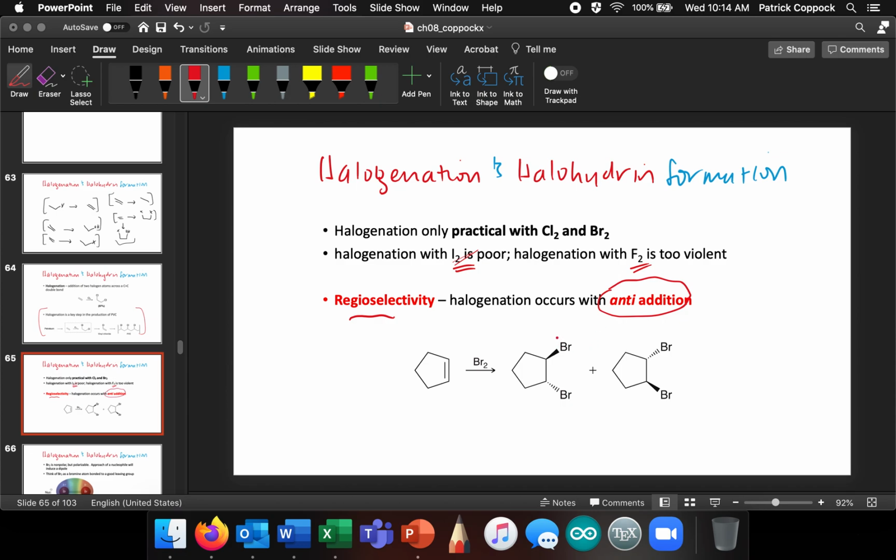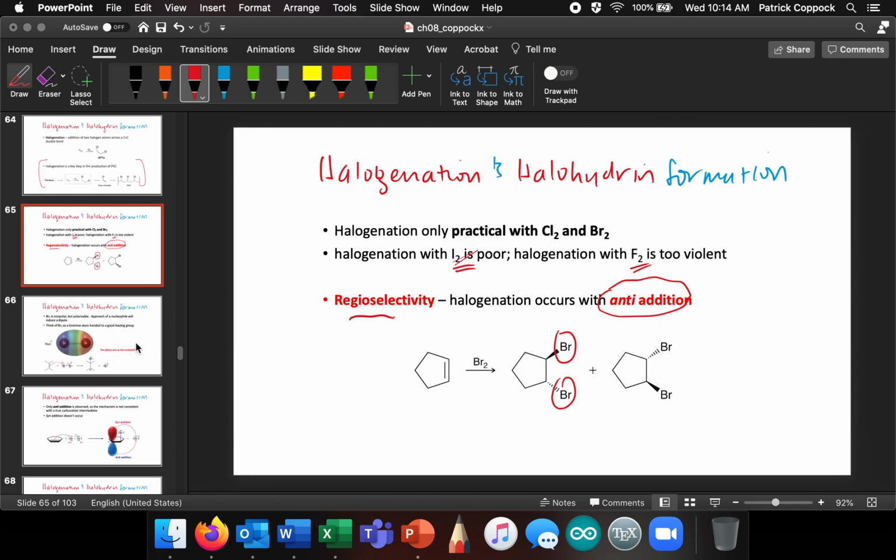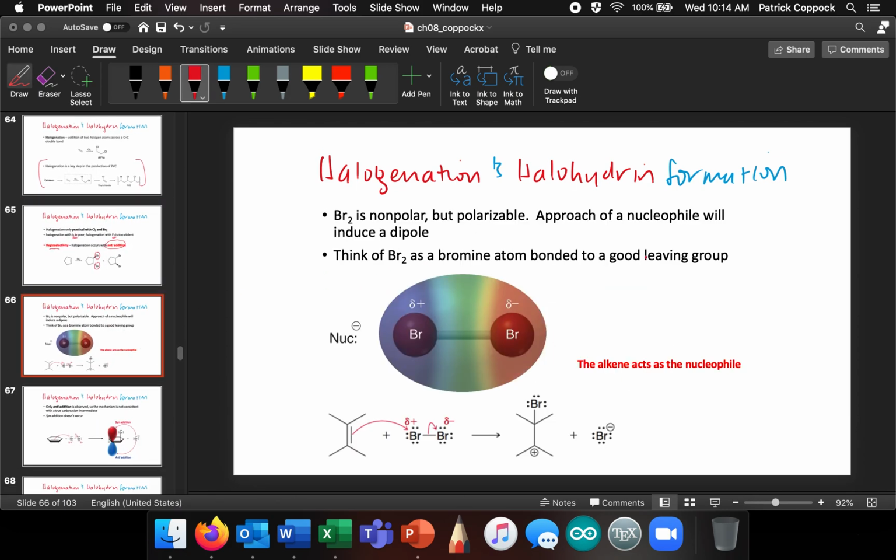Yes, this is important. One goes on top, the other goes on bottom, and you'll appreciate why when we look at the mechanism for it. Okay, so bromine, as you would guess, is nonpolar, right? Because the 2 atoms have the same electronegativity. However, since it's so big, it is polarizable. An approach of a nucleophile will induce a dipole, right? So if you get a negative coming over here, then all of a sudden it's going to be pushing the electrons over to the other side, right? This is called an induced dipole.